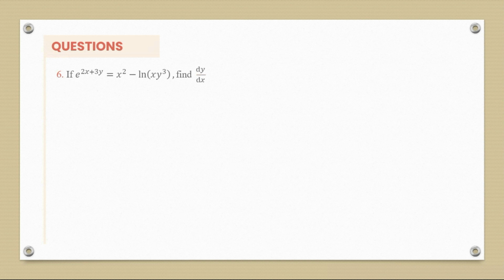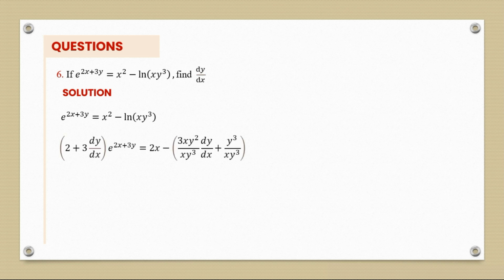Alright, so moving on to question number 6, we're being told that if e power 2x plus 3y is equal to x squared minus ln bracket x y cubed, find dy dx. So now we can actually say that this is what we have at the moment.